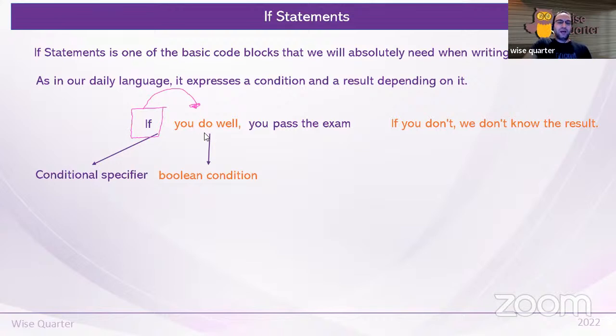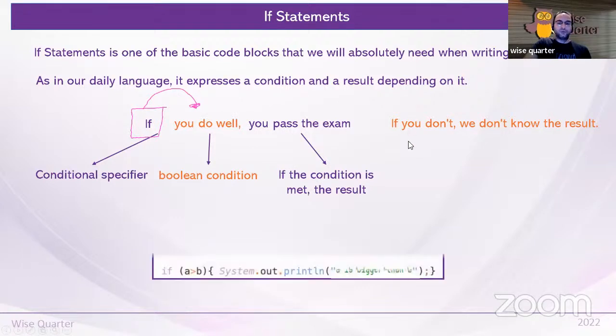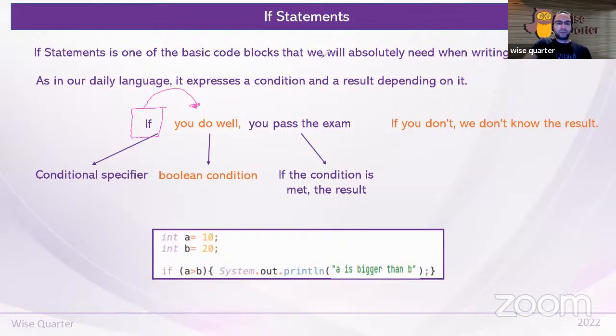Yes, if it is true, something happens. If it is false, for now we do not know what to do. If the condition is met, I mean, if it is true, this will happen. This is the result of the statement, if it is true. If it is false, we don't know what to do. Here, we have a good example.